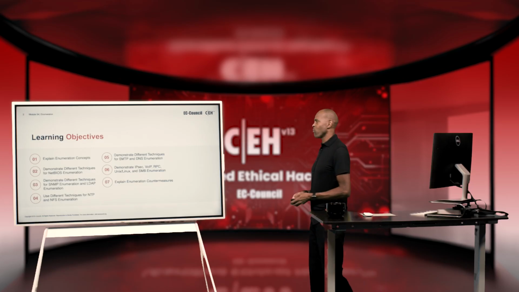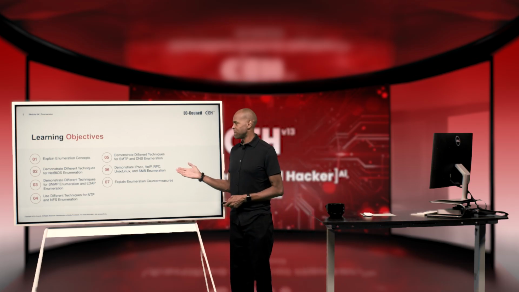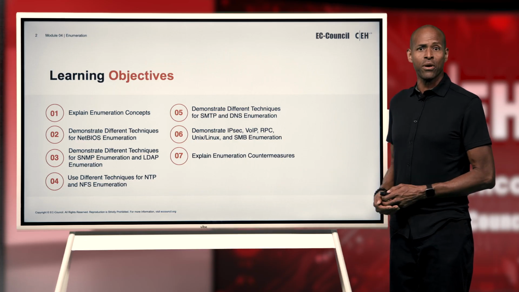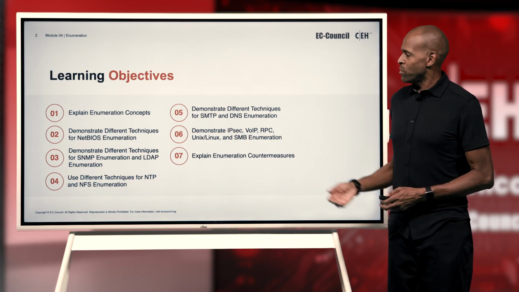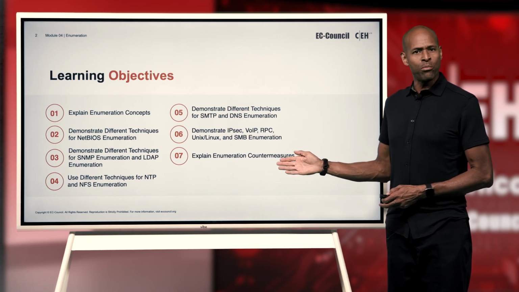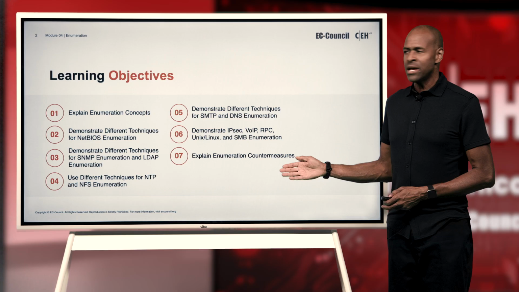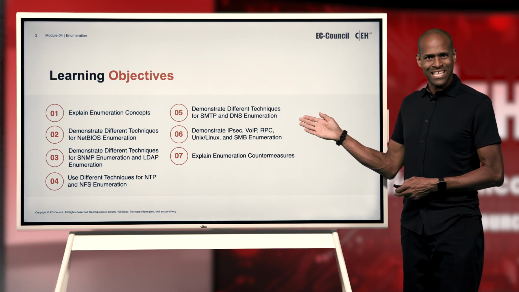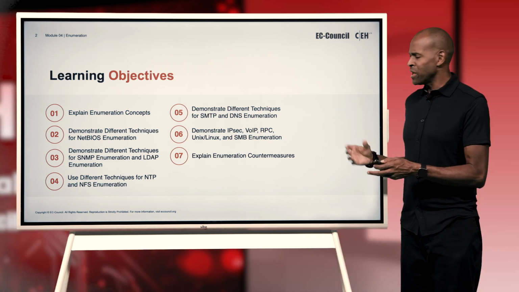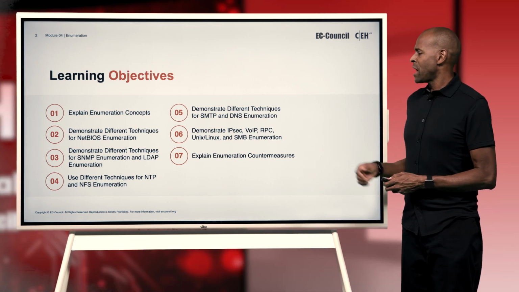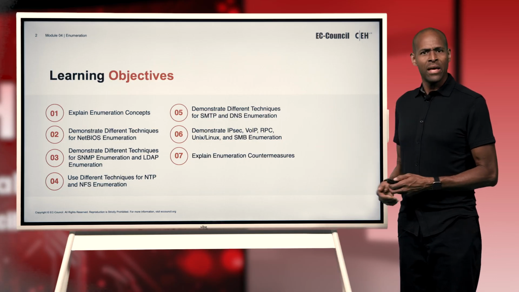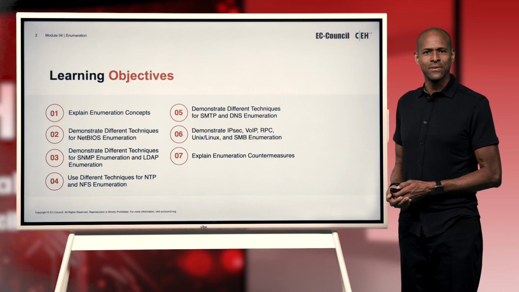What we're going to be doing in enumeration is starting with some concepts, and then moving into the different techniques, starting with our first protocol, which is NetBIOS. We're going to move from NetBIOS into SNMP and LDAP, then NTP and NFS, and then we're going to end up on SMTP and DNS enumeration. After that, a little bag of protocols: IPsec, VoIP, RPC, Linux, and SMB, and then we'll look at some of the countermeasures. So let's get started.